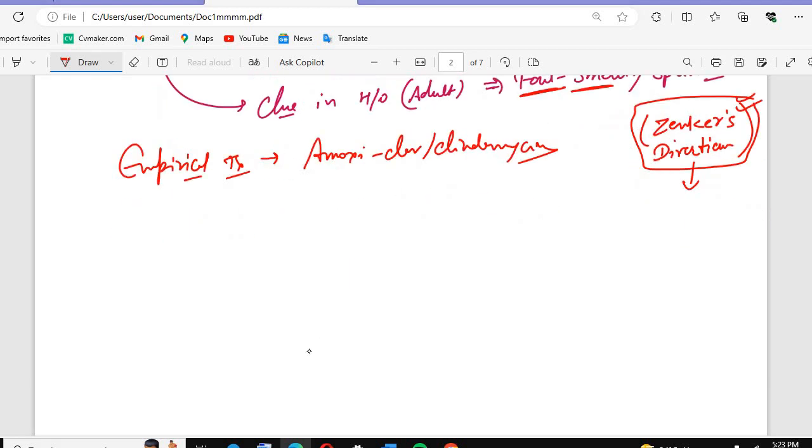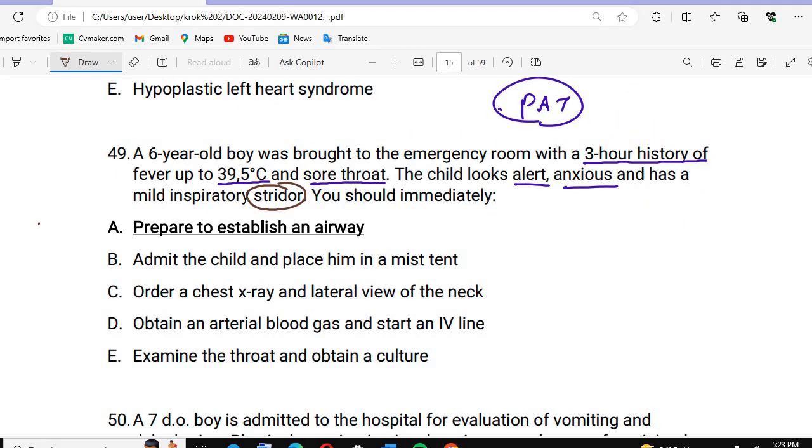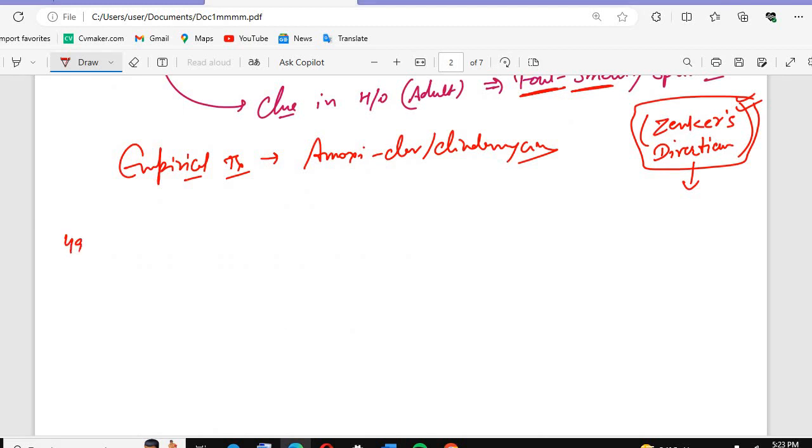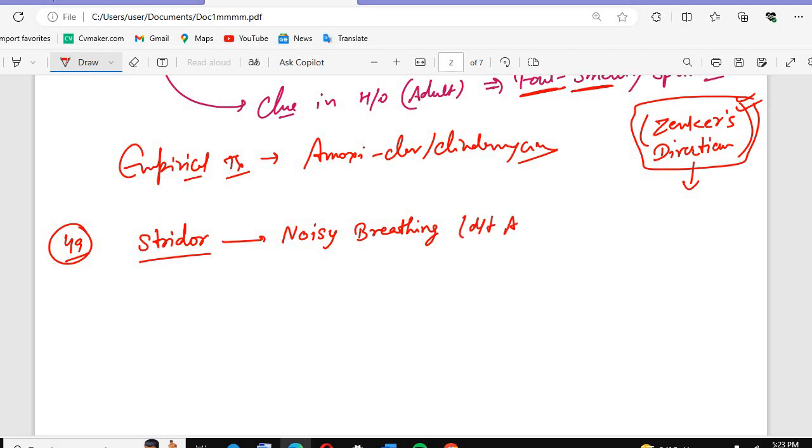Let me write it here. See, stridor is, we can say, noisy breathing. Any noisy breathing is stridor. Any noisy breathing is mainly due to airway obstruction.